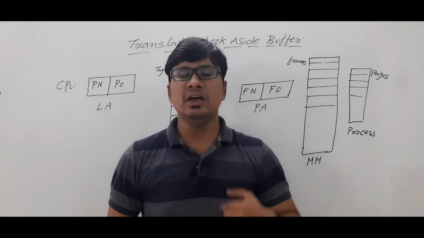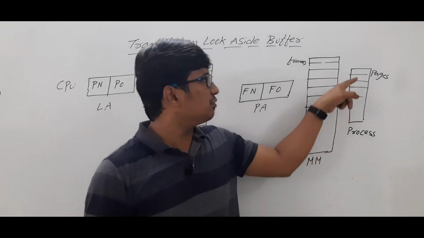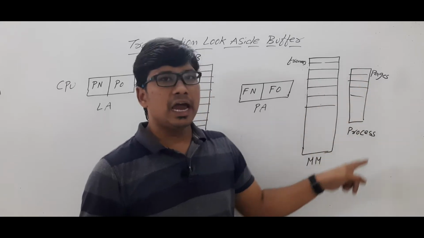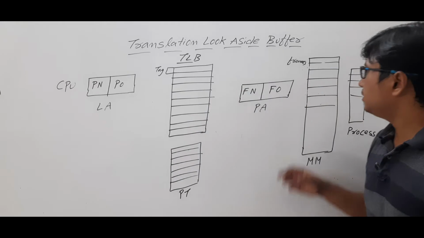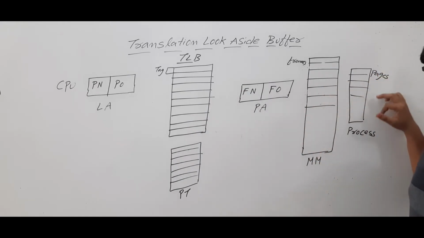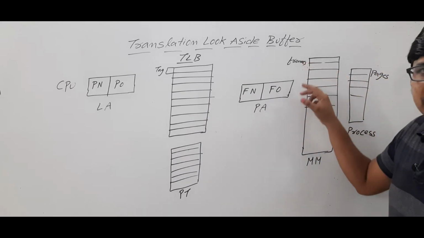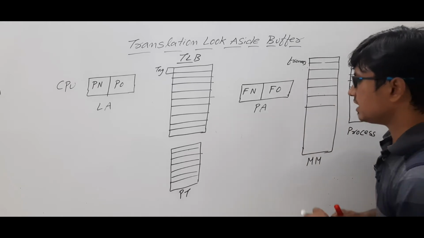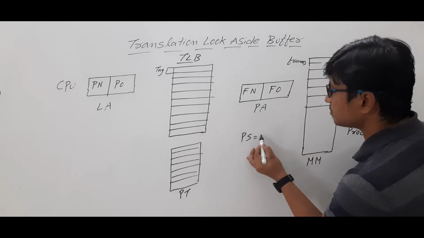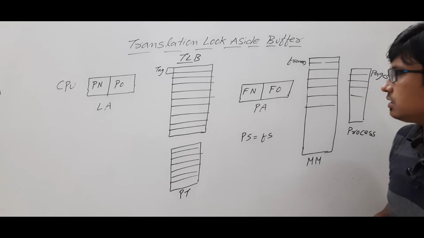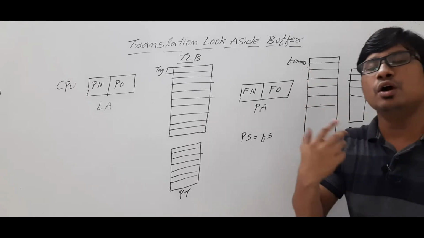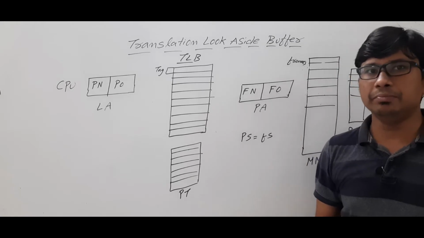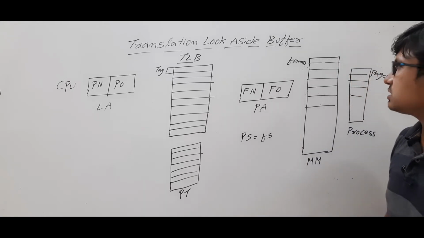In paging, a process is logically divided into pages and main memory is divided into frames. Now, if a process is divided into pages and main memory is divided into frames, the page size will be equal to the frame size. Meaning, one page of a process can easily fit in one frame in main memory. Is it clear? Are you able to understand it or not?